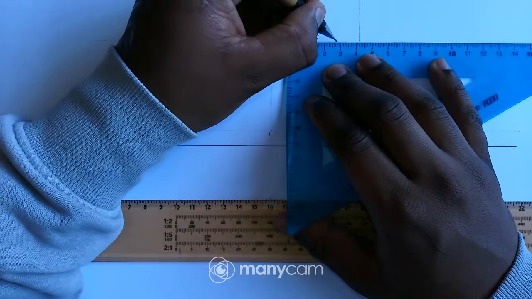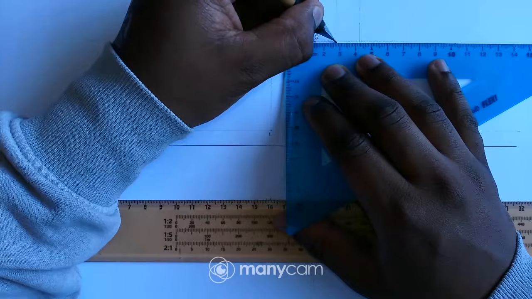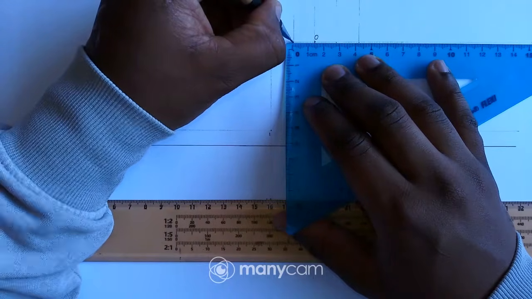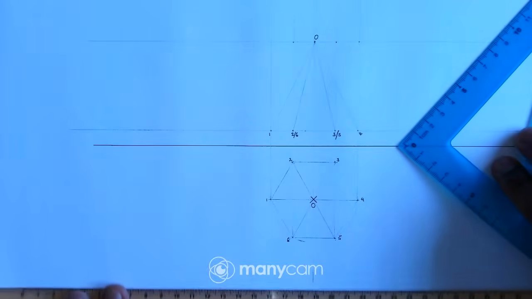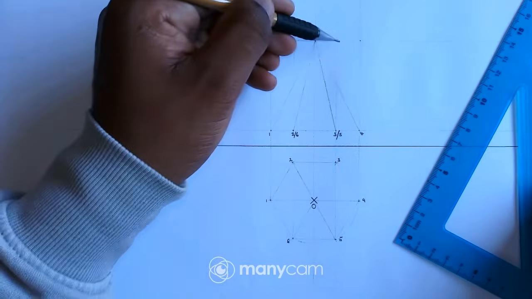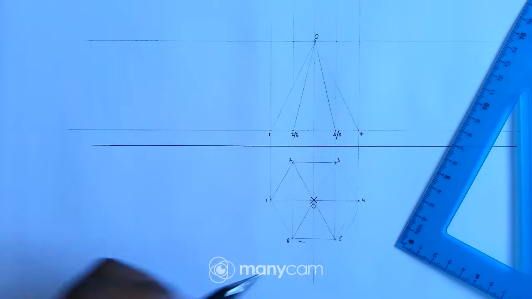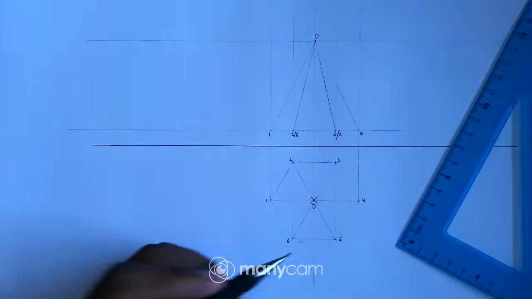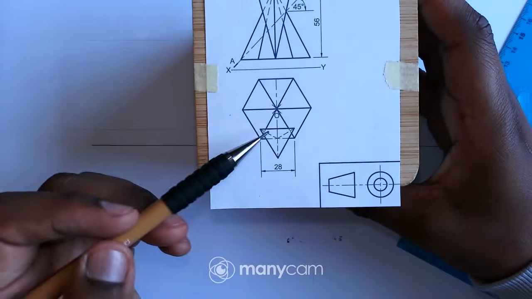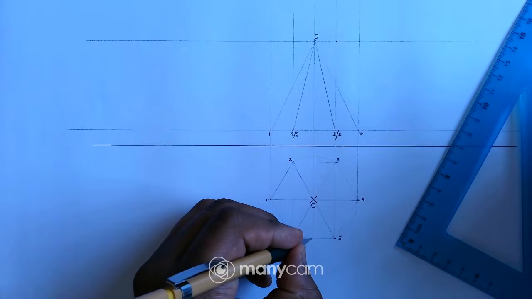And 28 there. So obviously the 28, it's those two lines, right? Okay, it's fine. So let me just try and draw the top view of the triangle there. So obviously we do have this point. That point, where is it? That point is right there.